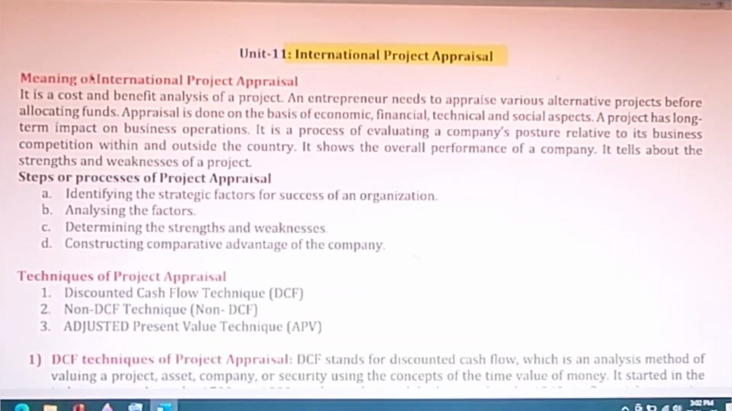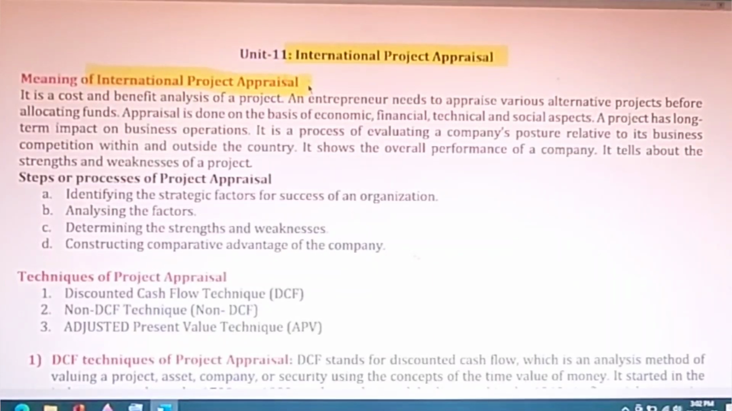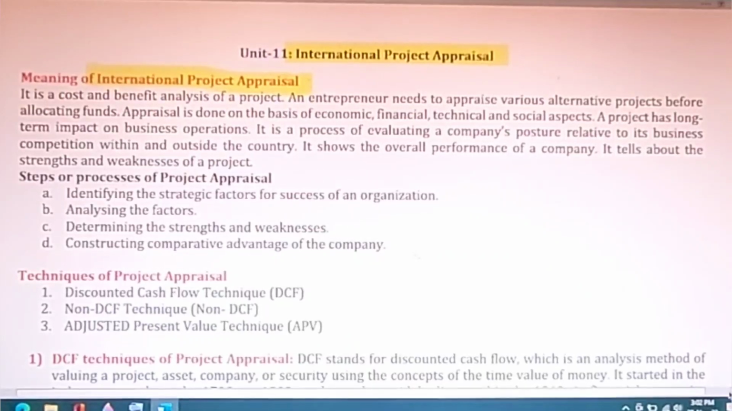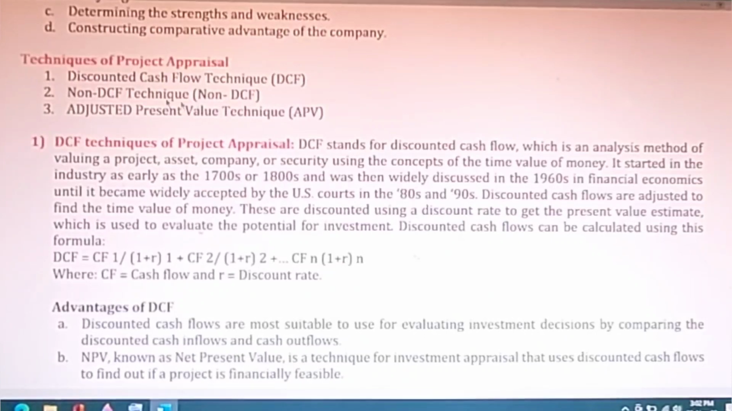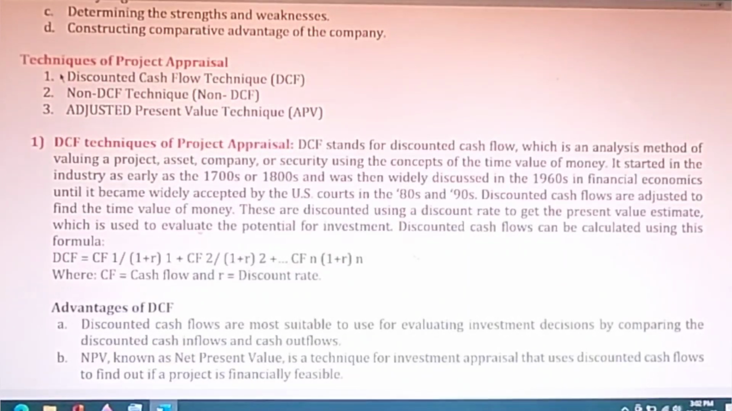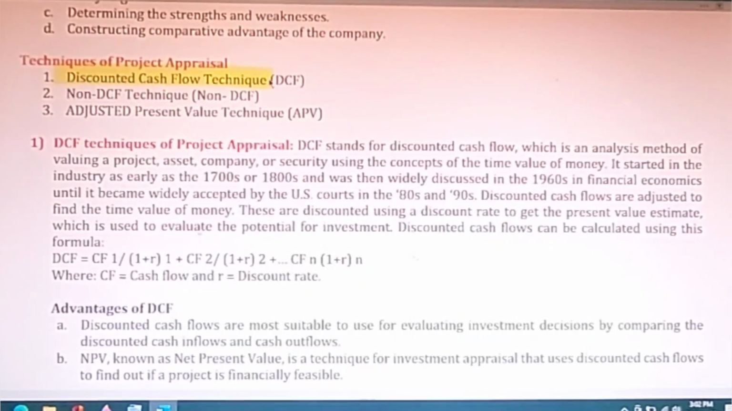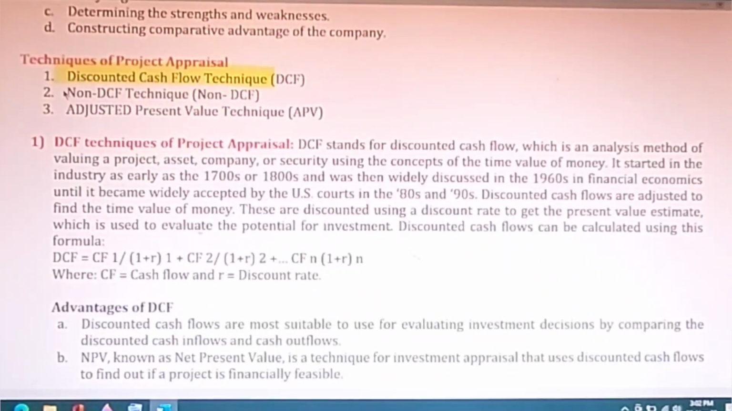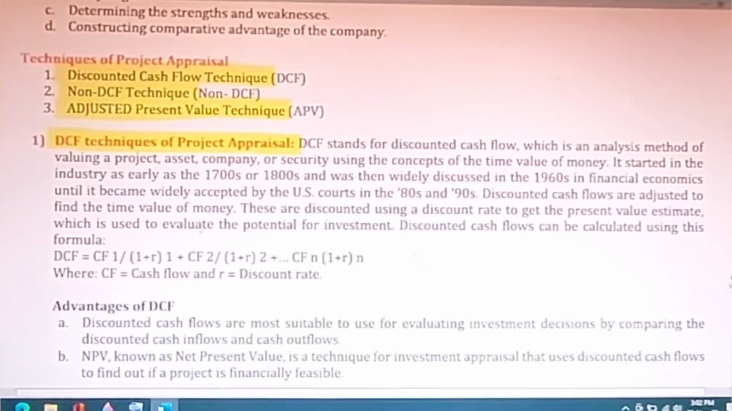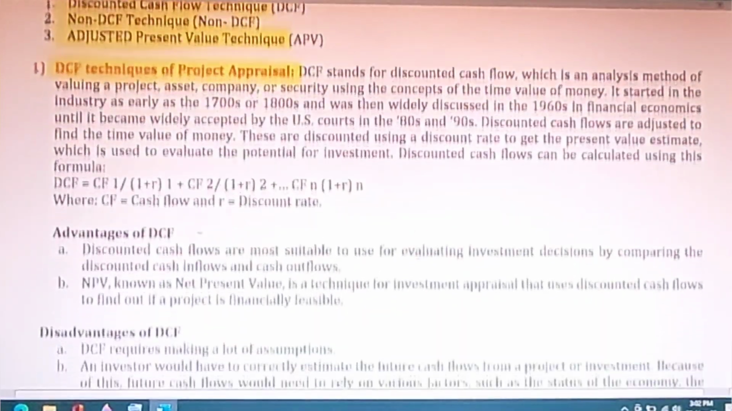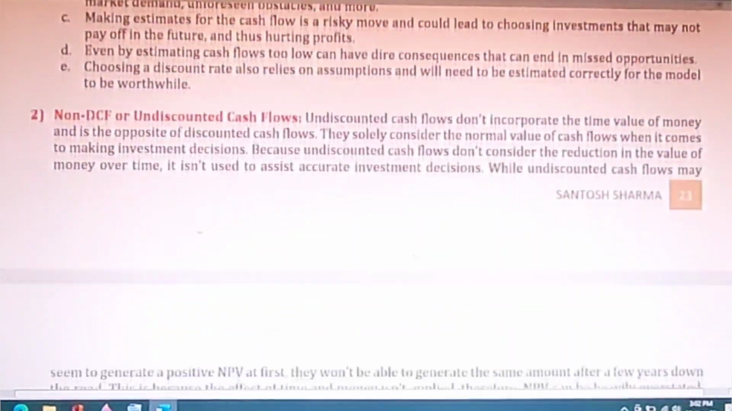In international project appraisal, we look at whether a company should accept a proposal or not, what steps it should take, and what techniques it should employ to appraise a project. So these three methods are there: discounted cash flow technique, popularly known as DCF, non-DCF technique, and adjusted present value technique, APV. All three techniques are very important, you must not miss them, and it is a must question in this year's exams.